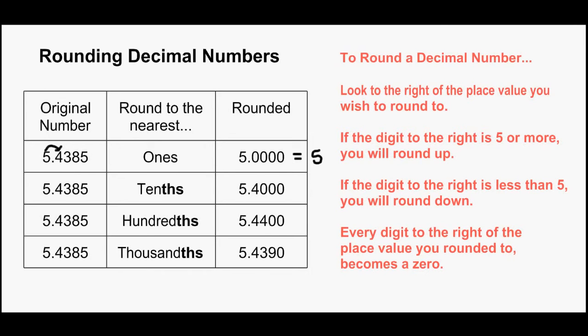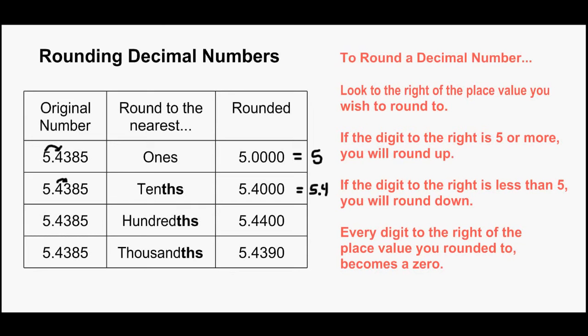Let's try again. We have our original number, and we're going to round to the tenths place. So look to the right of the tenths place. I see a 3. According to the rounding rule, if the digit to the right is less than 5, you will round down. So our number rounded down to the tenths place will be 5 and 4/10ths. The 4/10ths can be followed by zeros, or it can simply be written as 5 and 4/10ths. Let's try the next one.